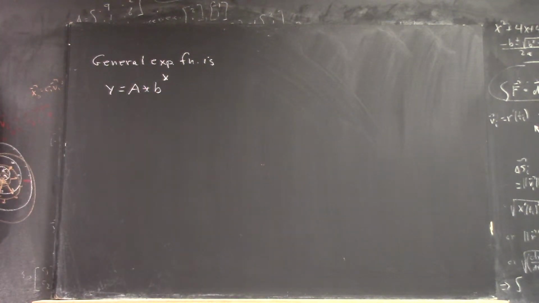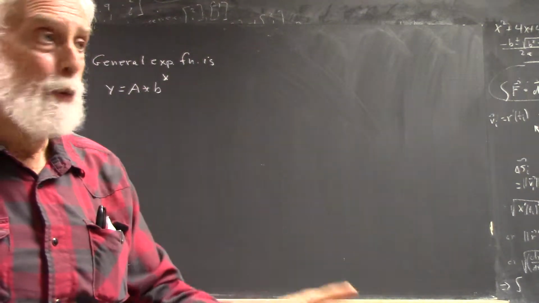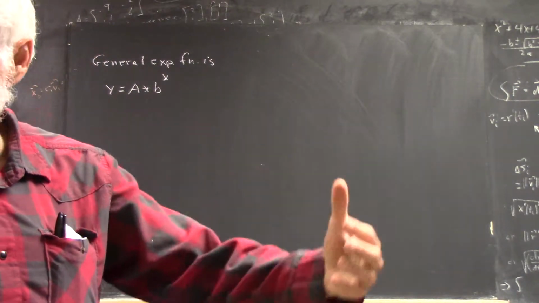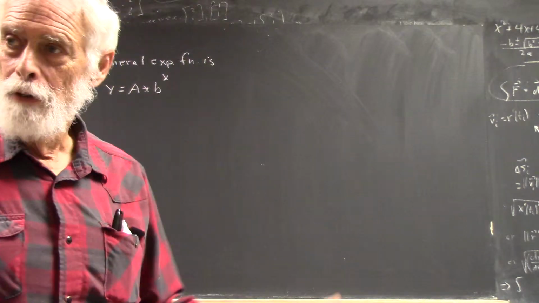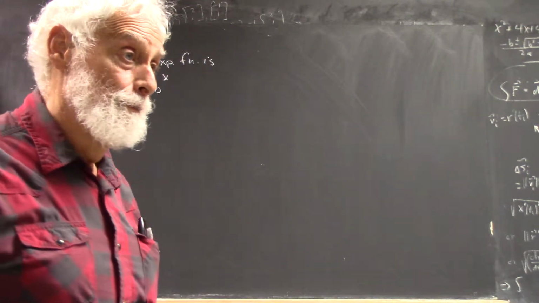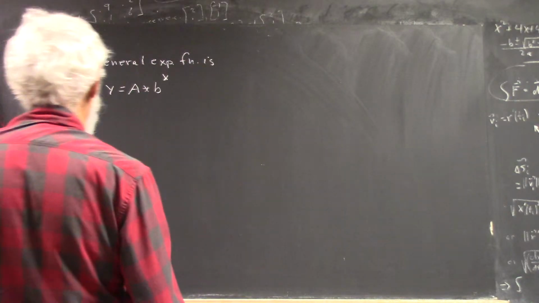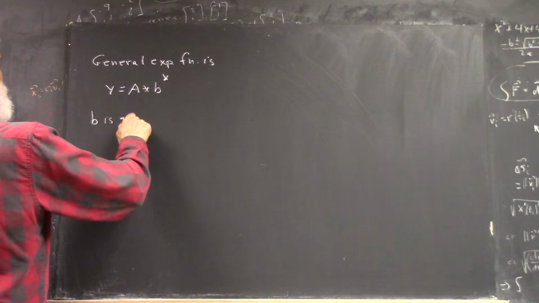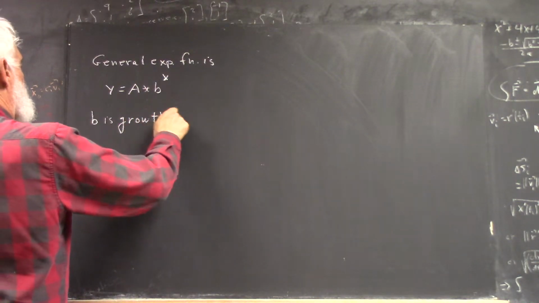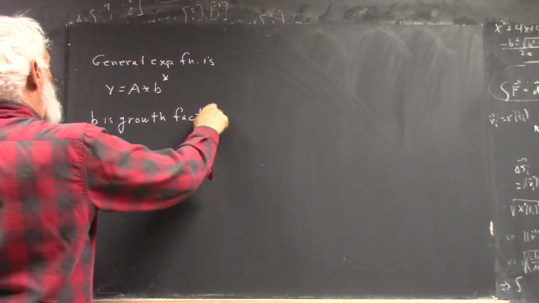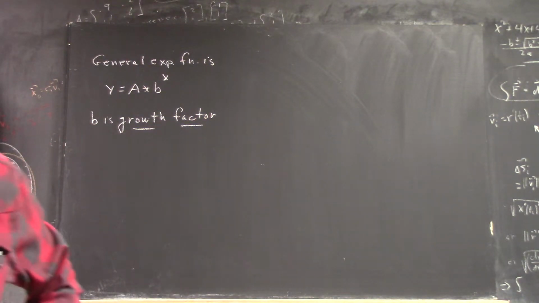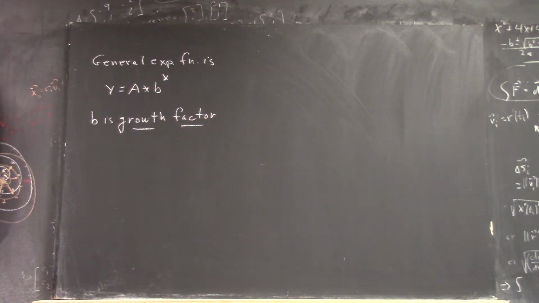Okay, y equals a times b to the x, like y equals a times 2 to the x, or y equals a times e to the x, or y equals a times 1.04 to the x, which is something you would use for 4% interest. Now, there's a word for b that helps you understand what this means. It's your growth factor.